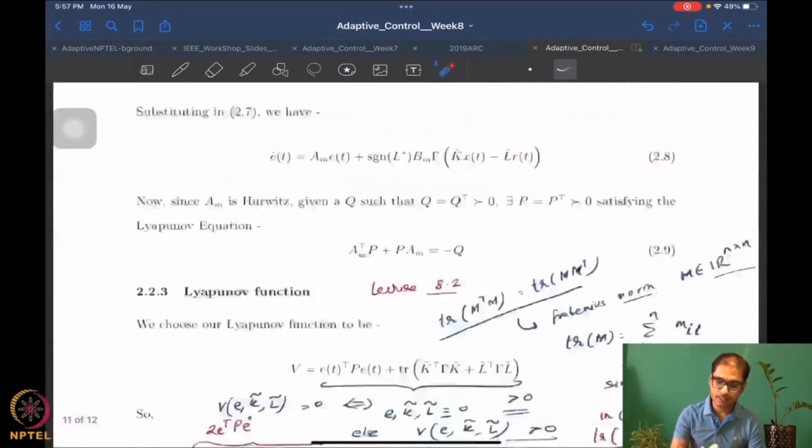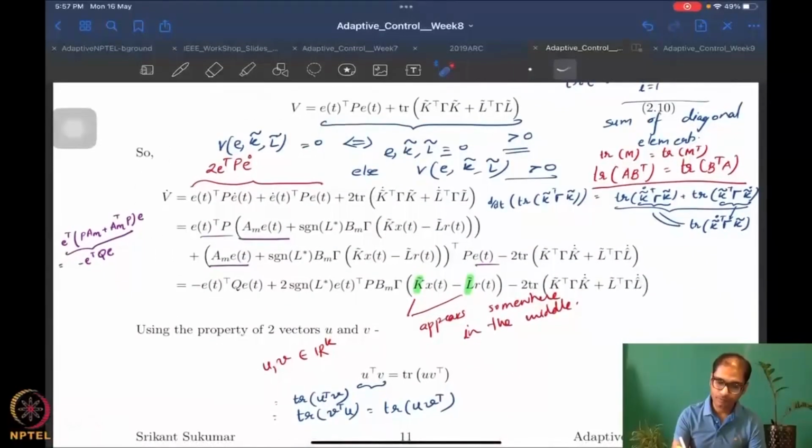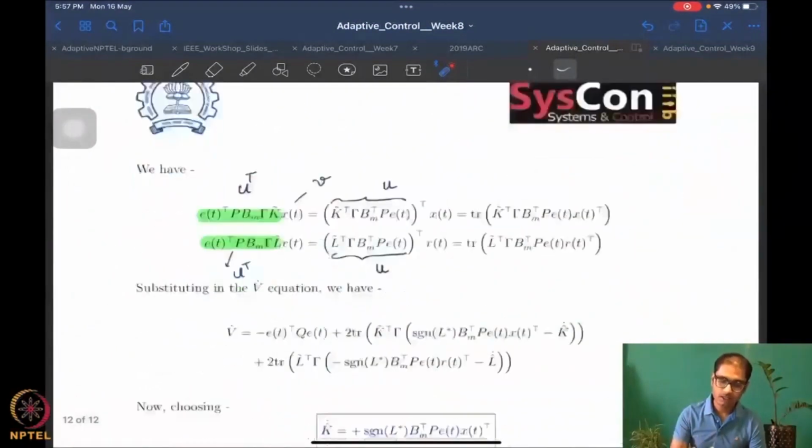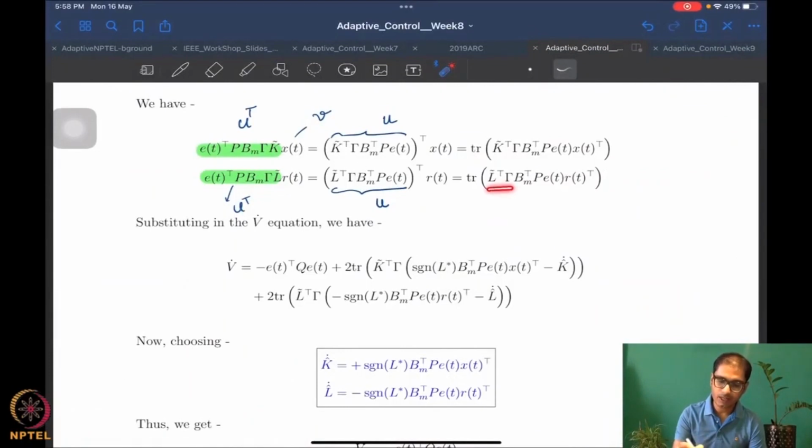Similarly, notice that there is an L tilde transpose gamma common here. So again, L tilde transpose gamma inside the trace is common, and that's what I take out. Then the signum L star is here, of course with a negative sign. And then I'm left with this term and then L hat dot.